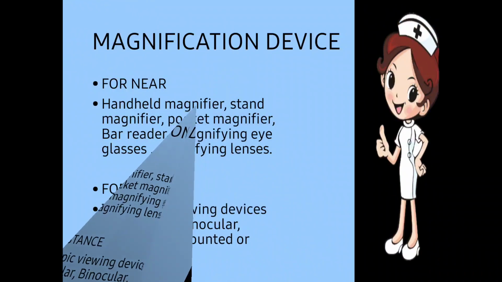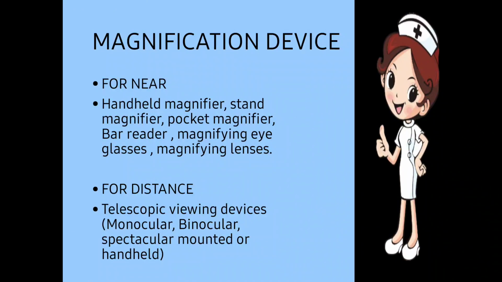Okay, let's move to the next, magnification devices. Now the magnification devices are for both near work as well as distance work, because these are the basic needs for every person. Everyone has to do distance work as well as near work. For near, different things are used: the handheld magnifier, stand magnifier, pocket magnifier, bar reader, magnifying eyeglasses and magnifying lenses. For the distance we will use telescopes, binocular, monocular, spectacle mounted or handheld.